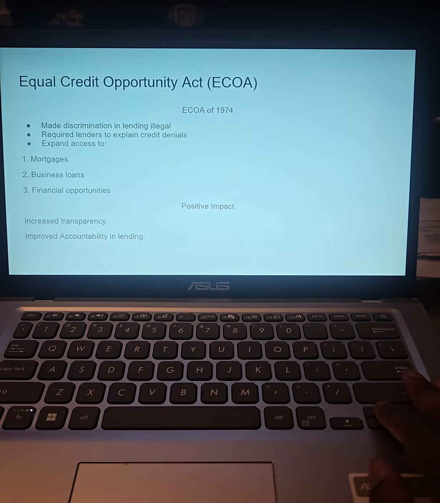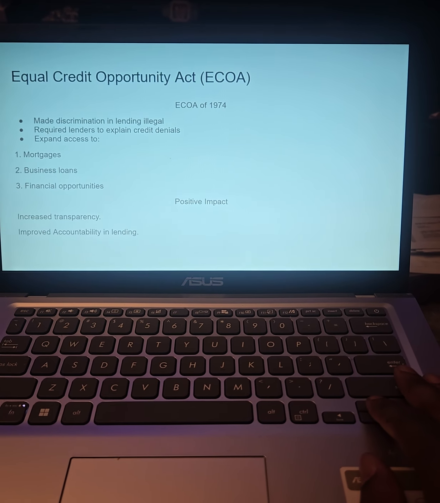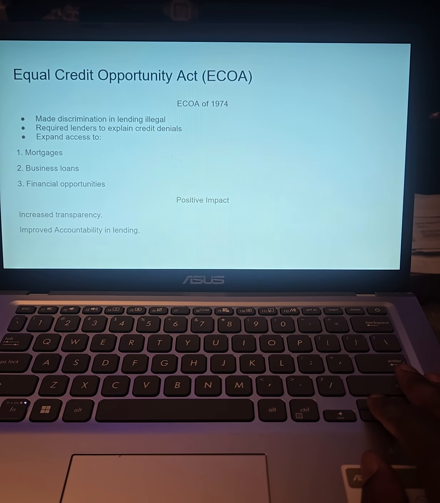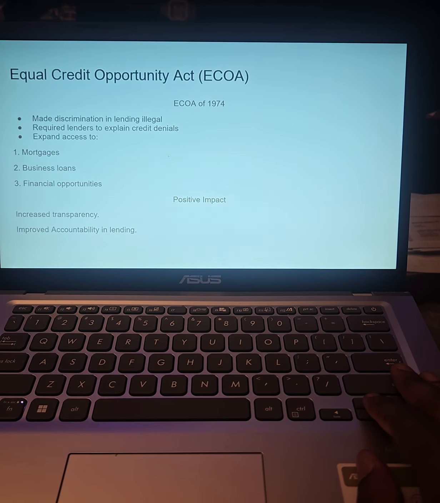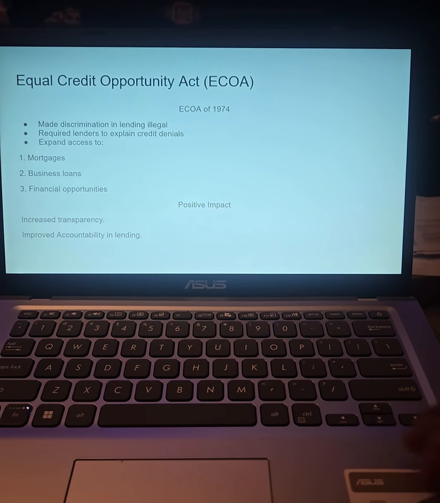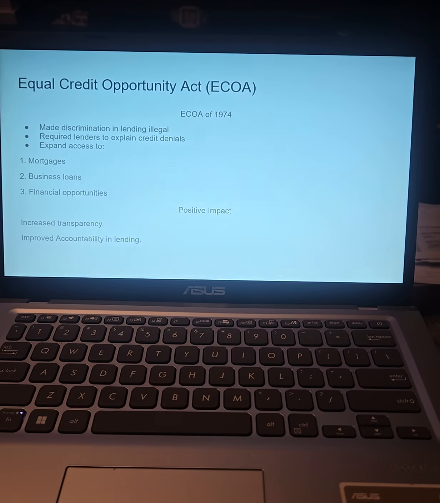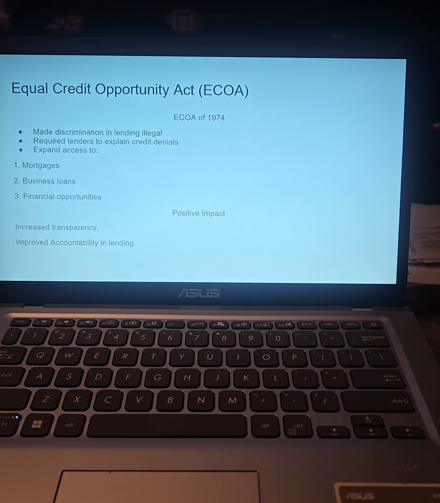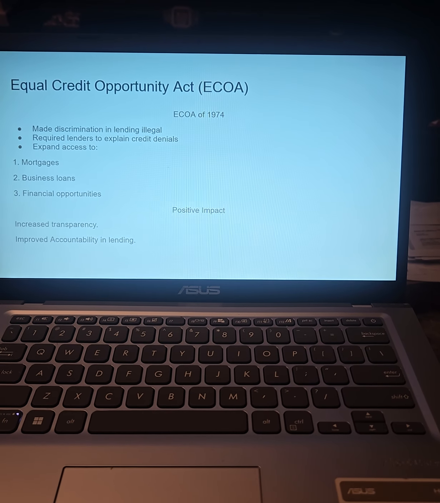So here's the Equal Credit Opportunity Act of 1974. What it did was it made discrimination in lending illegal, required lenders to explain credit denials, and expanded access to credit. So let's go over that. Made discrimination in lending illegal: pretty much they couldn't use your background, such as your sex, color, or national origin, as a way to discriminate against you. Required lenders to explain credit denials.